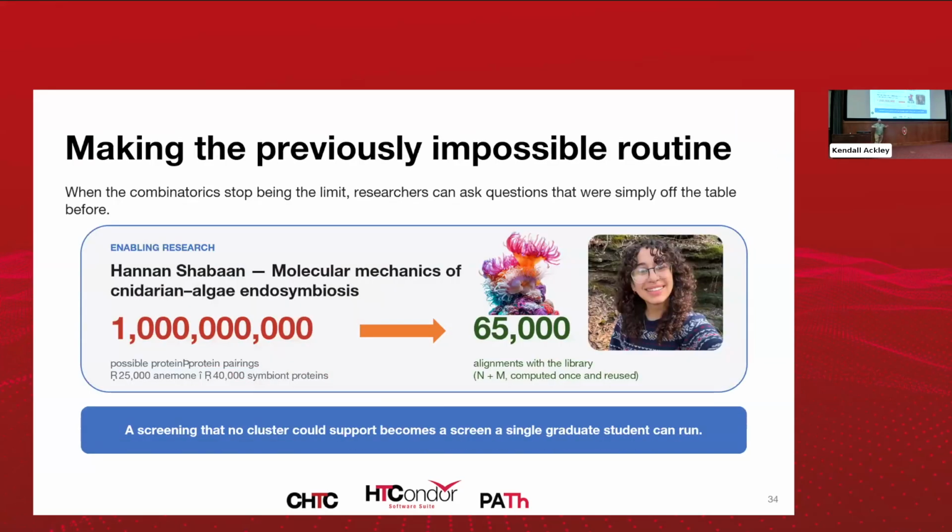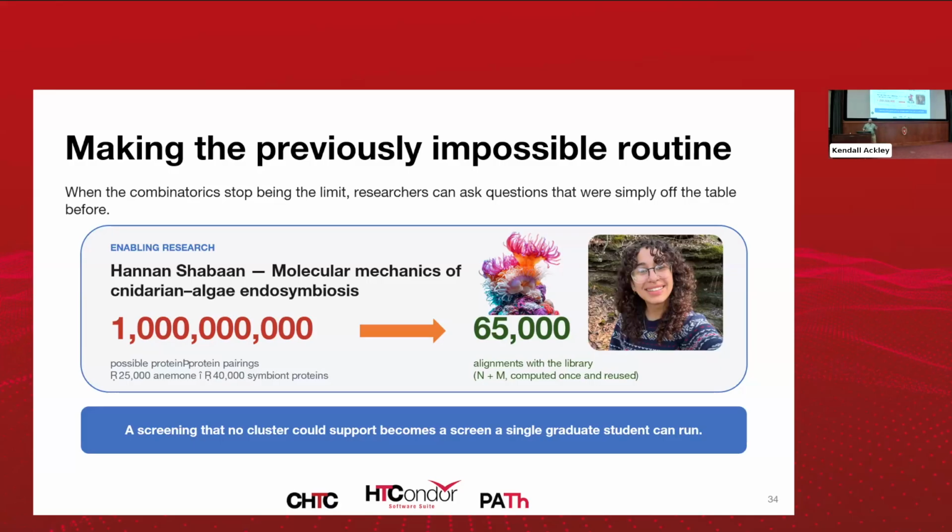More importantly, this is starting to open up doors to workflows that were previously impossible. So this is a researcher, Hanan Shaban from Florida National University. A little bit of context, Hanan was actually my former undergrad when I was a PhD student. And Hanan studies the molecular mechanisms of how algae, microscopic algae, become endosymbiotic with cnidarians. And cnidarians include things like jellyfish, corals, sea anemones, all the fun, weird creatures of the sea.